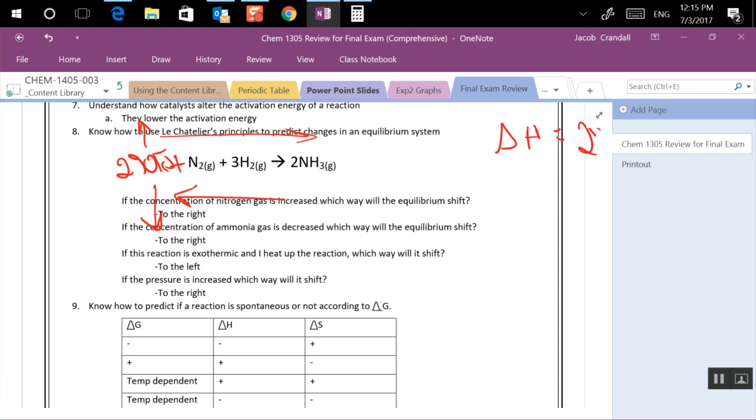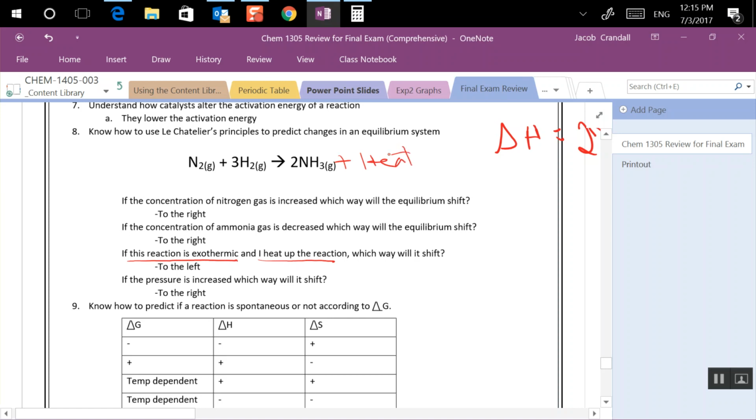If you increase the temperature, it shifts away. If you decrease the temperature, it shifts towards. Okay, and I went through and gave you a number of examples. If this reaction is exothermic and I heat up the reaction, so that means energy is here, and I heat up the reaction, it's going to shift to the left. It's going to shift to the left. So we have to show where the temperature is so that we can determine which way it's shifting or not.